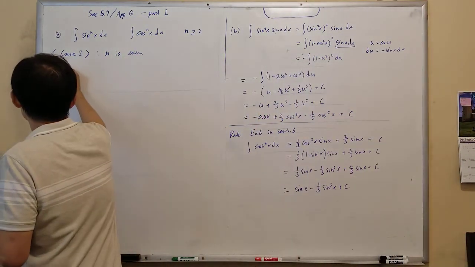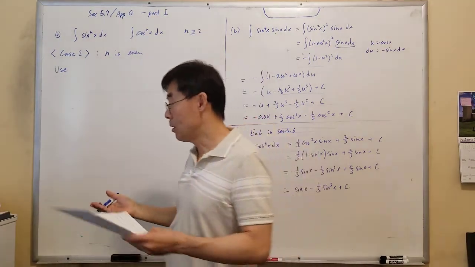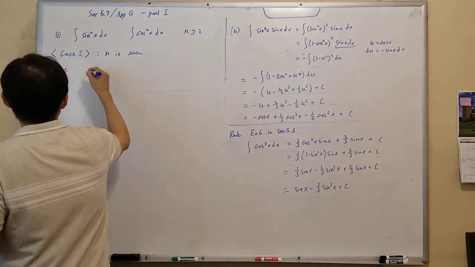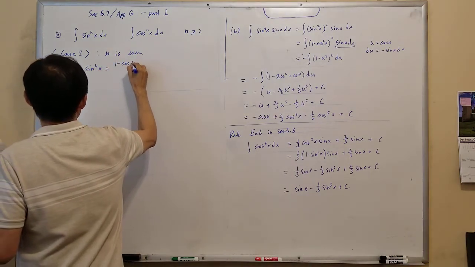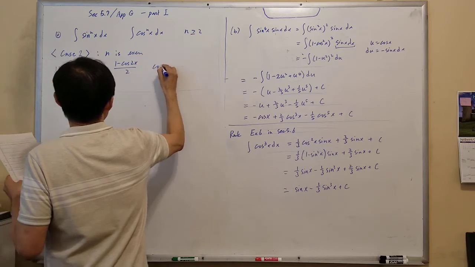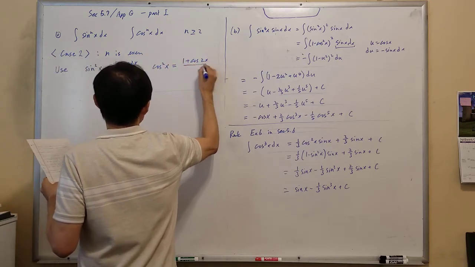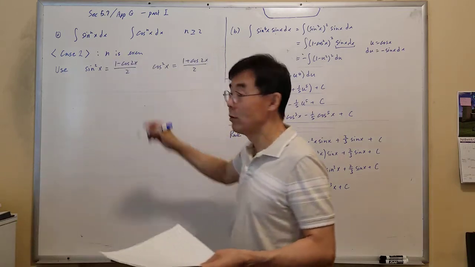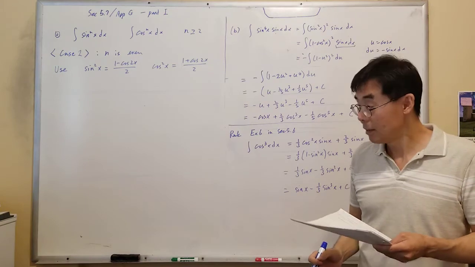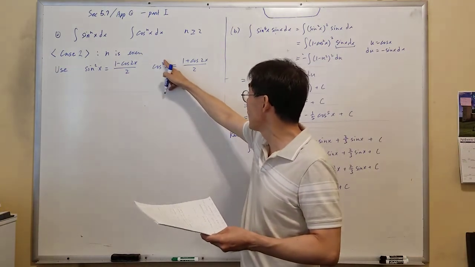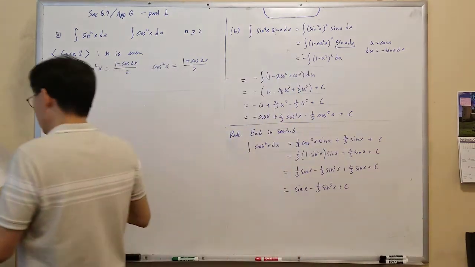In that case, we have to use double angle formula variant. Some people call it half angle formula. Use sine squared of x equals 1 minus cosine 2x over 2. Cosine squared of x equals 1 plus cosine 2x over 2. Some people call it power reduction formula of sine cosine. Power is reduced from second power to first power. All right? Let's see.